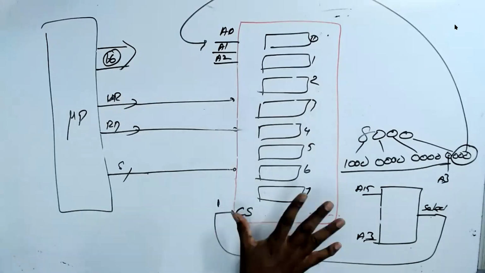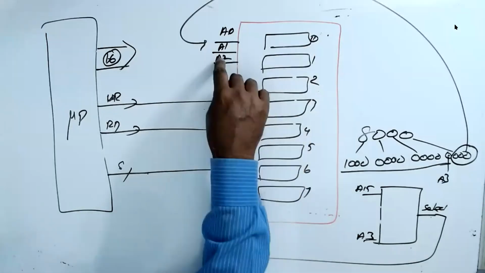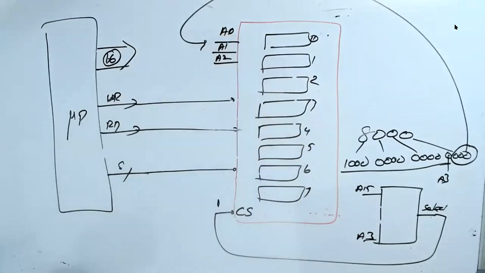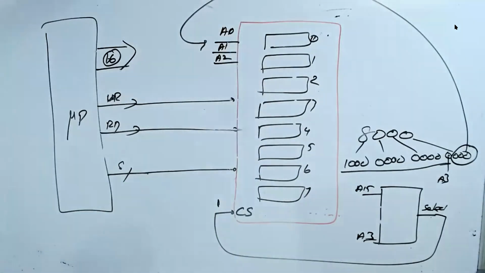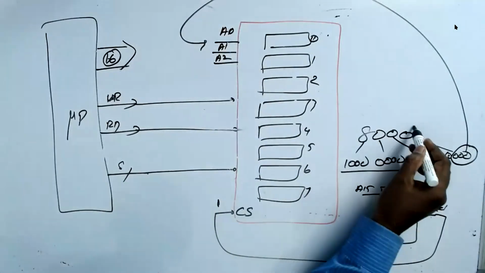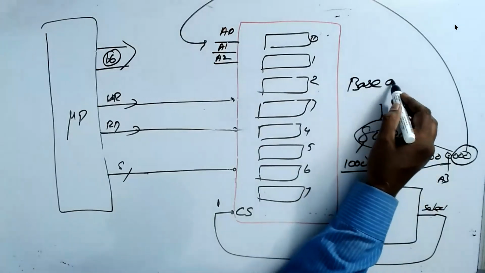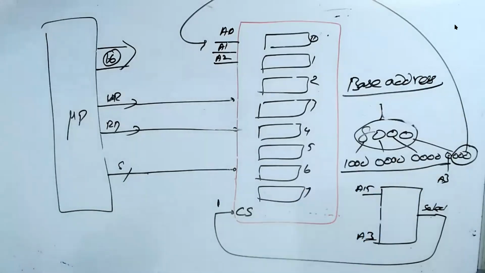So every controller is having so many registers. Based on the number of registers, you will have so many addresses. If you have only 4, I'll have only A0 and A1. If you have 16, I'll have A0, A1, A2, A3. Now, this 8000 is called base address. Understand? Very important. Whenever you access a controller, you should know what is the base address of the controller.